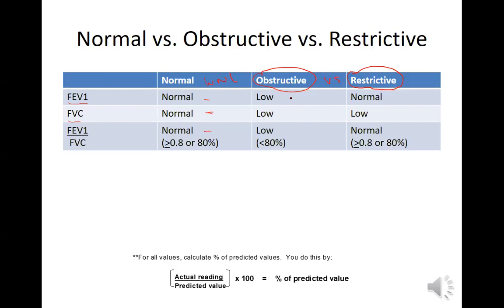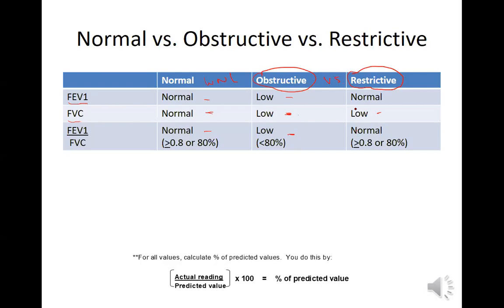In obstructive, of course, the FEV1 is going to be low because they can't get the air out. Obstructive is an exhalation problem. So that first second is going to be a low volume. FVC is always low in both because that's vital capacity. That involves both inspiratory and expiratory function, inhalation and exhalation. So that's always going to be low in both conditions because they involve both. And in obstructive, if your FEV1 is low and your FVC is low, your ratio is going to be low, FEV1 to FVC.